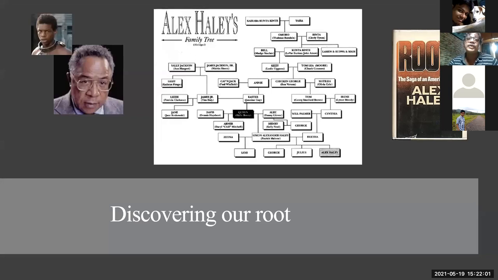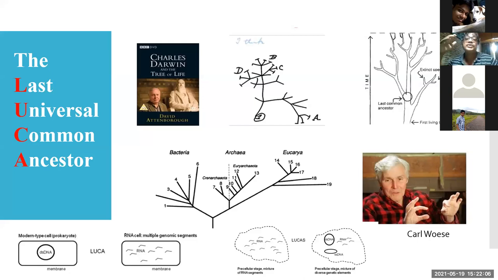Many scientists have tried to do that, and probably the most outstanding of them is, of course, Charles Darwin. Just like Alex Haley made his family tree, Charles Darwin proposed the tree of life, which all of you know about, and which I will not go into in detail. But later on, Carl Woese developed molecular phylogeny.